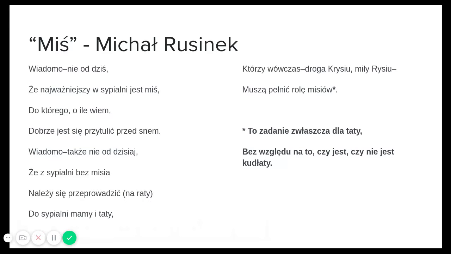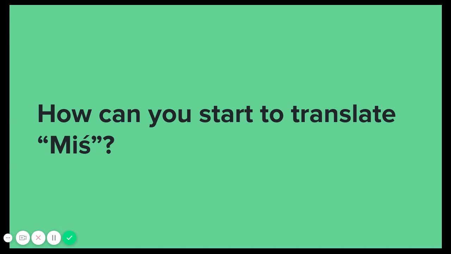So we now have the poem and we can start thinking about it in some more detail. So how can you start to translate Mish? How can you start translating a poem like this? There are many ways to do this, but if you don't know the language very well, I think you want to start with the simple things and move to more difficult ones later.